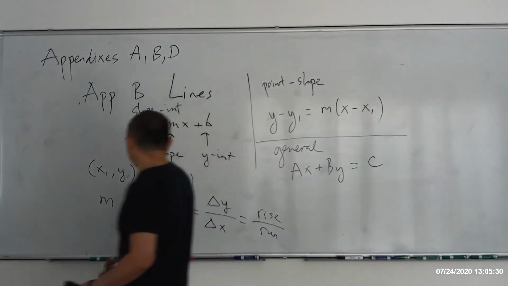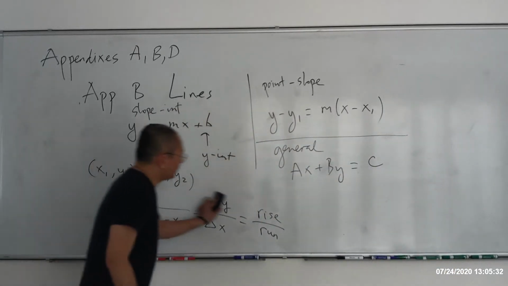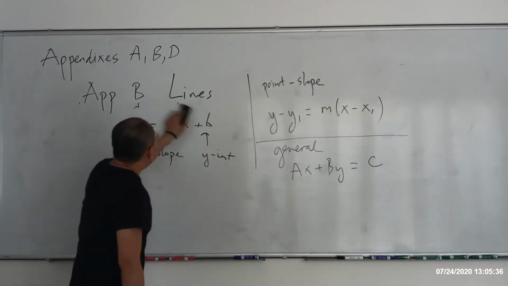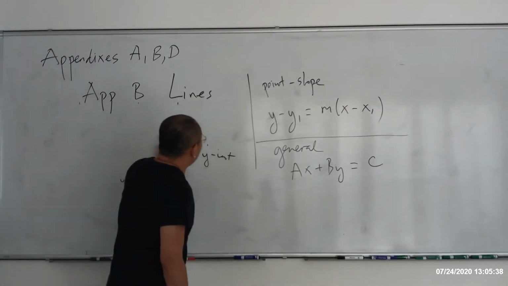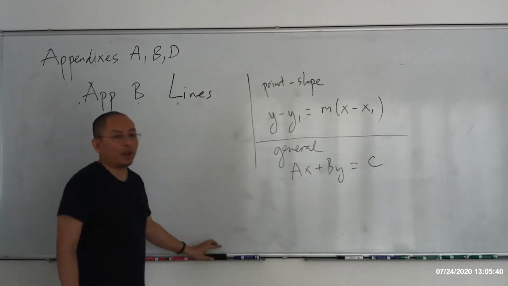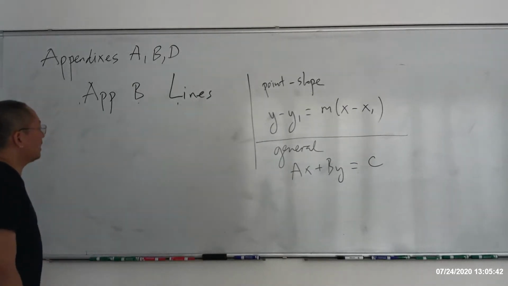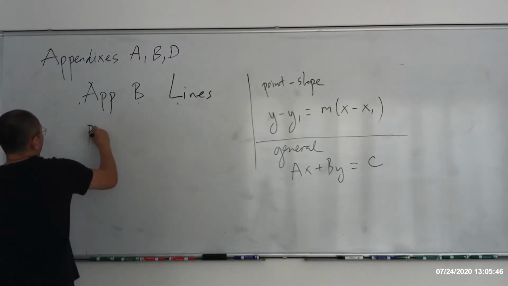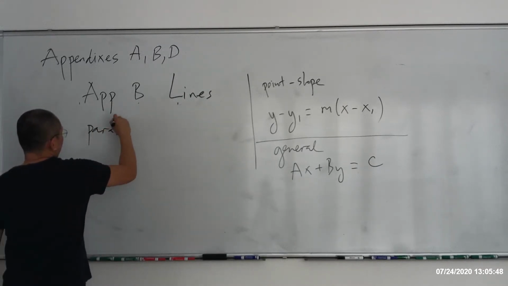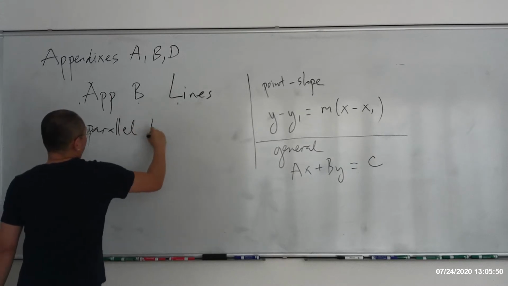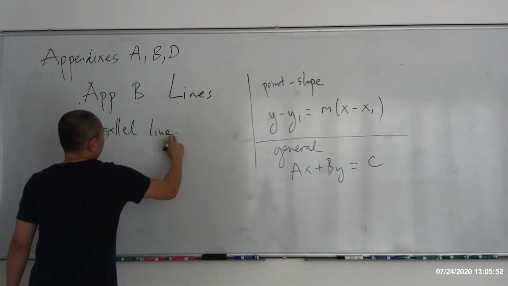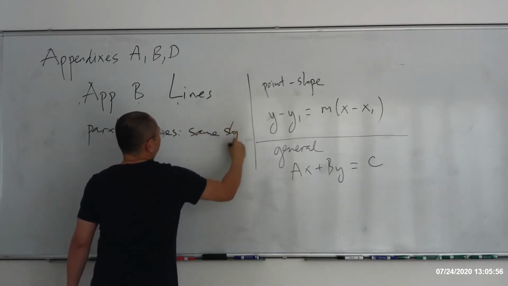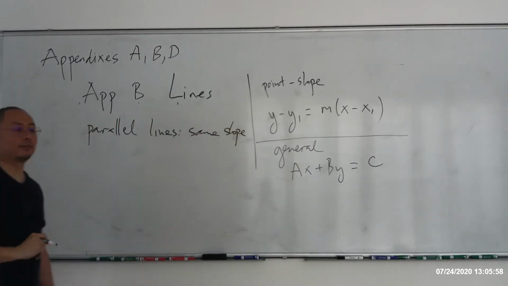Okay? Many ways to represent the line. Now, let me talk about the slope a little bit more. What if you have two lines and you know that the two lines are parallel to each other? What can you say about the slope? Parallel lines, they're going to have the same slope. Okay?